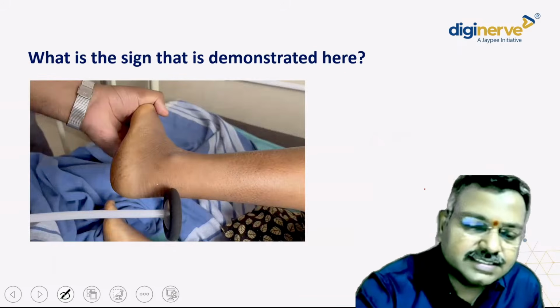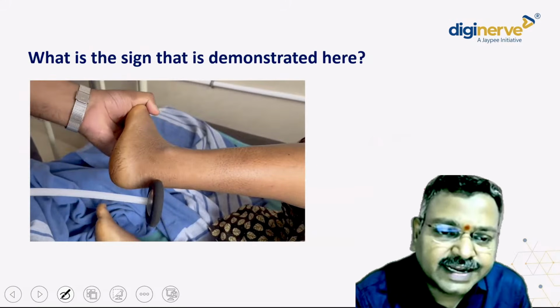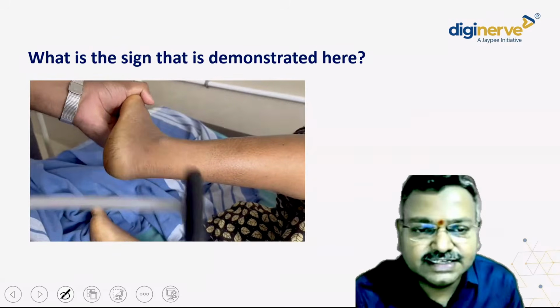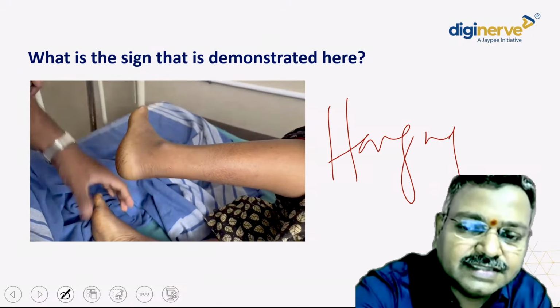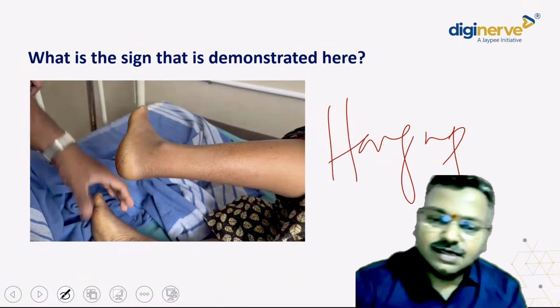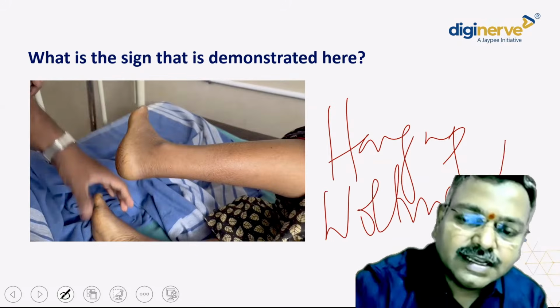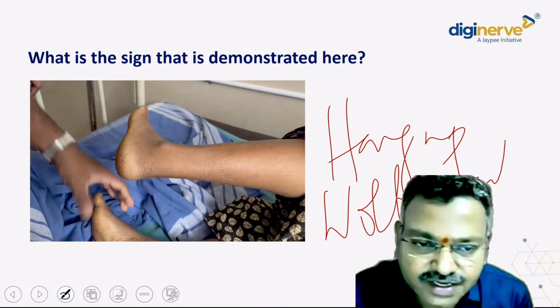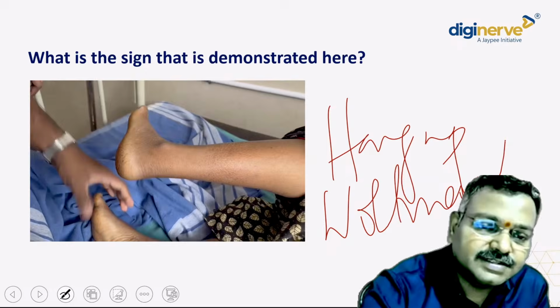Here, the ankle jerk is getting demonstrated. You can see the reflex. You have a good contraction, but the relaxation is delayed. So this is what we call the hung-up reflex, hung-up ankle jerk, otherwise called the Woltman sign, characteristically seen with severe hypothyroidism. Severe hypothyroidism, you get this reflex.